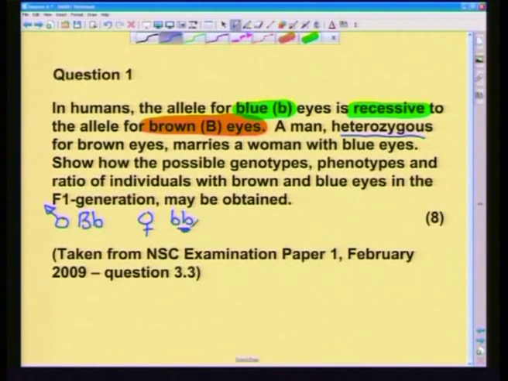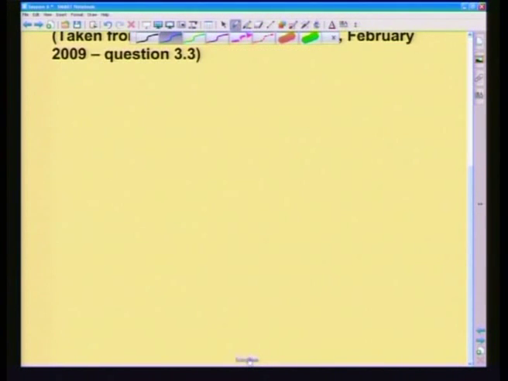Now, show how the possible genotypes and phenotypes and the ratio of the individuals with brown hair and blue eyes in the F1 generation may be obtained. Now, this is 8 marks. So let's put this down. So the first thing you are going to do is you are going to write what the parents are so that you know where to start working.